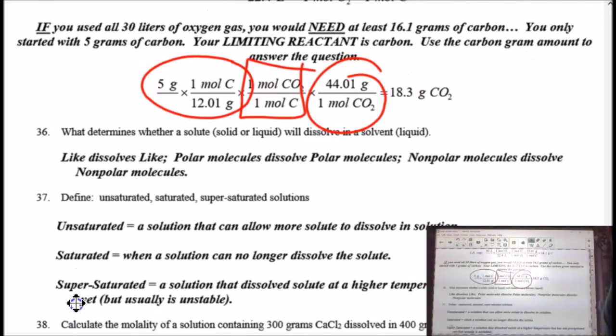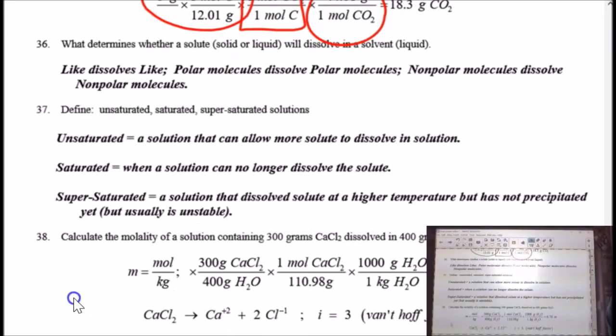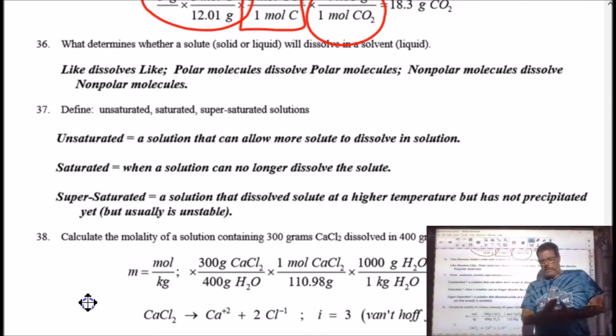All right, number 36. What determines whether a solute, liquid or solid, will dissolve in a solvent, a liquid? Again, like dissolves like. Polar compounds are dissolved in other polar compounds. Nonpolar compounds are only dissolved in nonpolar compounds. So if I paint with oil-based paint, I cannot rinse off my brush with water. I have to use an oil-based solvent.